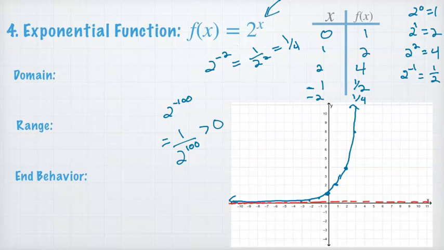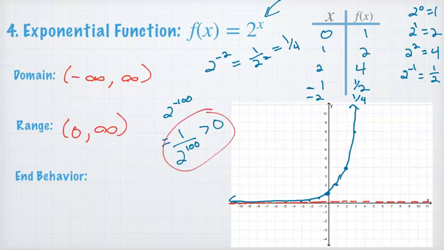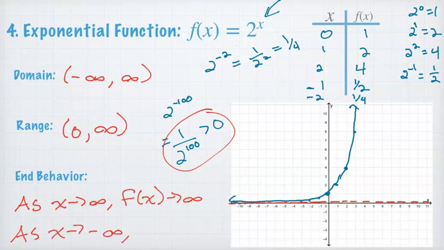The domain for this function is negative infinity to infinity. The range for this function, the lowest it goes is 0, but not included. I never touch that asymptote. I never quite get to 0. I'm always greater than 0. So the range will be 0 with an open parenthesis to infinity. My end behavior as x goes to infinity, my function is increasing rapidly, so f of x is going to infinity. But as x goes to negative infinity, my function is leveling off. It is approaching 0. It never gets there, but that's what it's approaching.